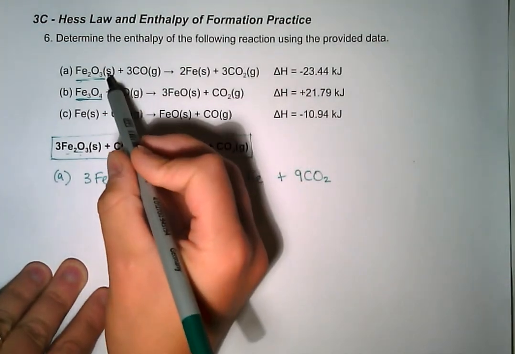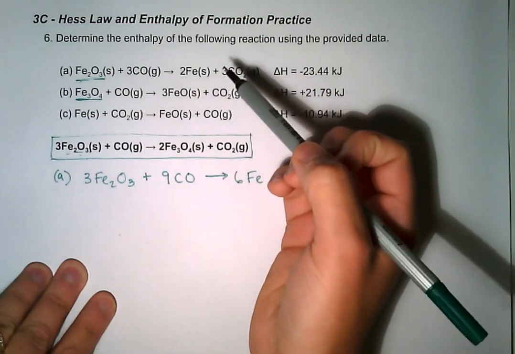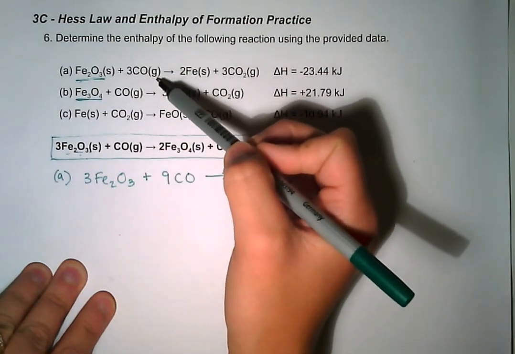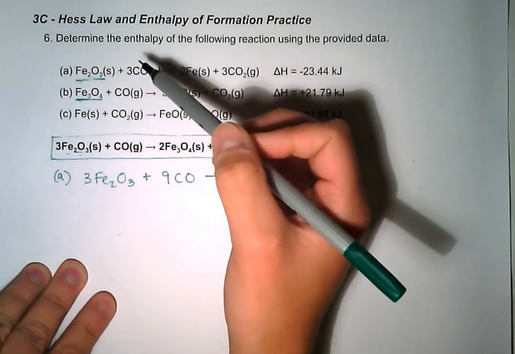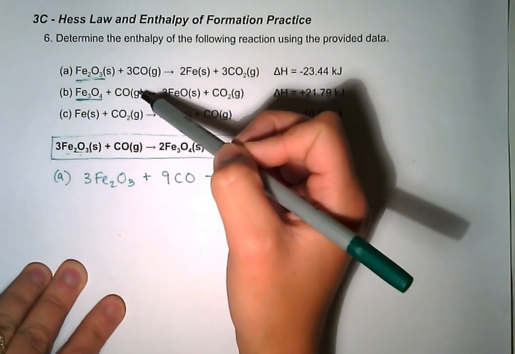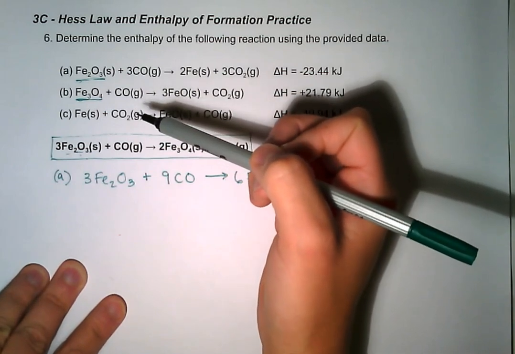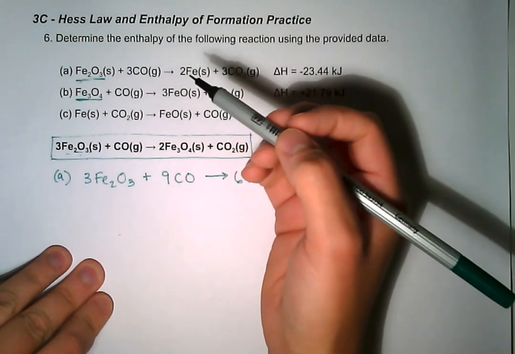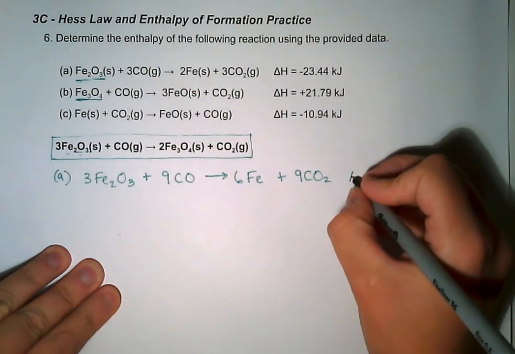You might have noticed that I did not write the state symbols here, and in this case I don't really need to because there are not different states of Fe2O3 and there are not different states of CO. CO is all gas, and Fe2O3 is all solid. But if you, for instance, had gaseous carbon monoxide and liquid carbon monoxide, then you would need to keep the state symbols and pay careful attention to canceling out the substance with the correct state of matter. But in this case, it's not necessary to carry through the state symbols.